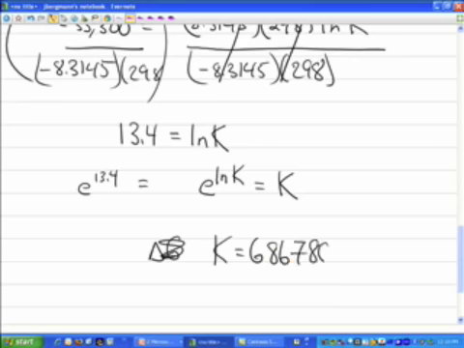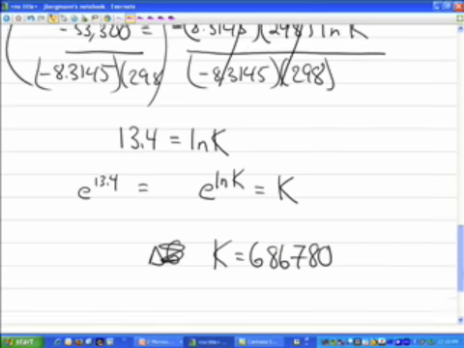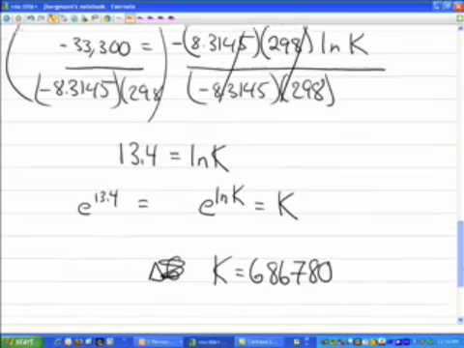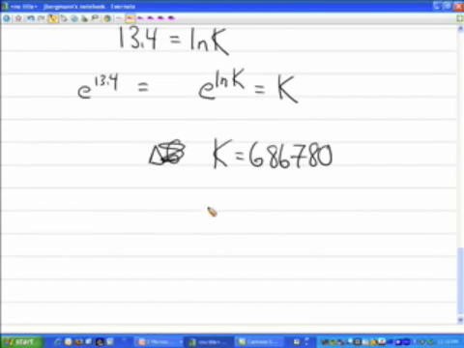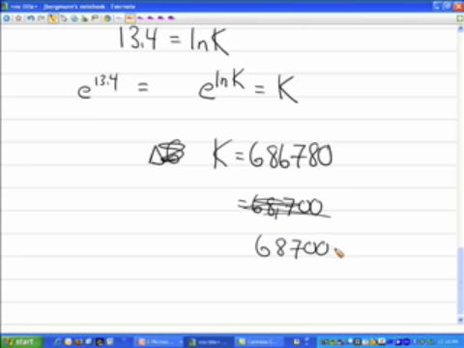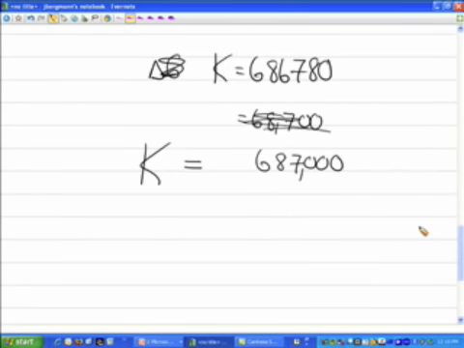Now, sig fig wise, what have we got here? It's 3 sig figs, so we're going to go with 3 sig digs there. That'll be 687,000. Sorry, I told you wrong too. So 687,000. Now that's a K, and equilibrium Ks do not have units. We don't worry about units on that. Now that's a big number, a huge number.